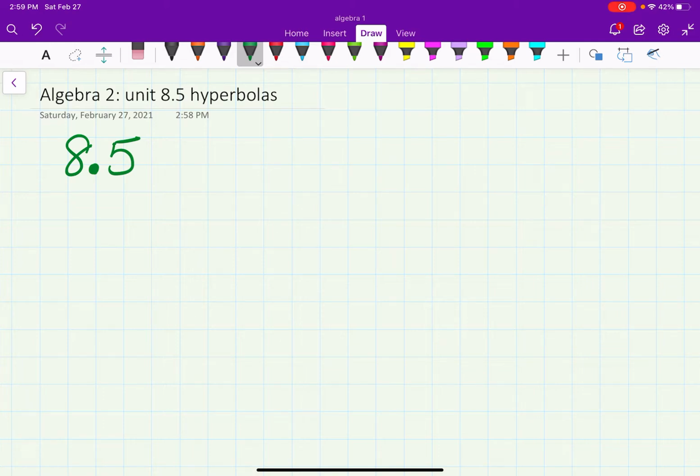The first one says hyperbola: the set of points in a plane such that the absolute value of the difference of the distances from two foci is constant. The foci is the blank. I'm not overly concerned about that. I think I'm going to take that off for next year.